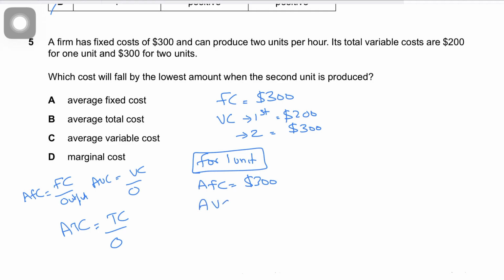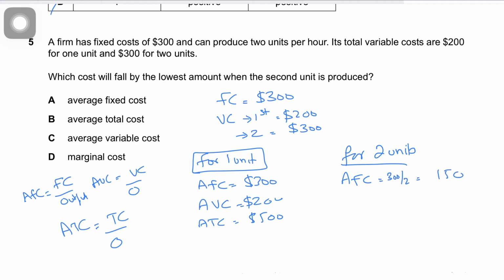That's a property. AVC would be variable cost upon output, and variable cost is 200 divided by the output of 1 unit. This would be 200 as well. And ATC would be fixed cost plus variable cost, 300 plus 200, 500 divided by 1, which is $500. For 2 units, let's calculate these. AFC would be 300 divided by 2 units, that is 150.